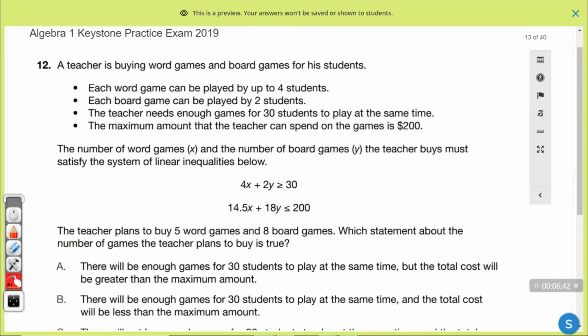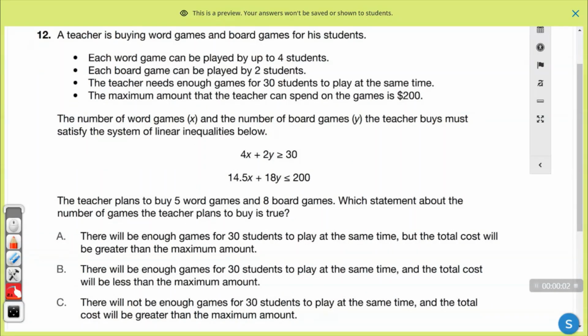Question 12. A teacher is buying word games and board games for his students. Each word game can be played by up to 4 students. Each board game can be played by up to 2 students. The teacher needs enough games for 30 students to play at the same time. The maximum amount that the teacher can spend on the games is $200. The number of word games x and the number of board games y the teacher must buy must satisfy the system of linear inequalities below.